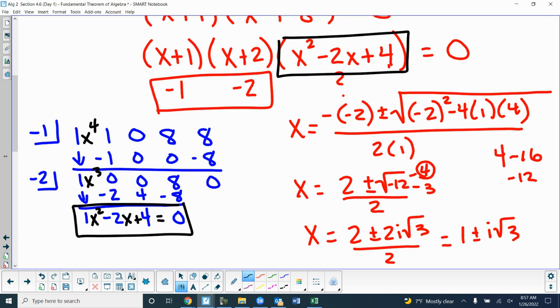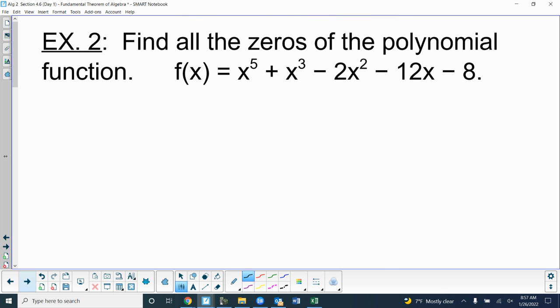All right, let's try another one. All right, you guys do that one. How many zeros am I thinking? 5. Okay? So put that in your calculator and graph it so you can find your zeros.